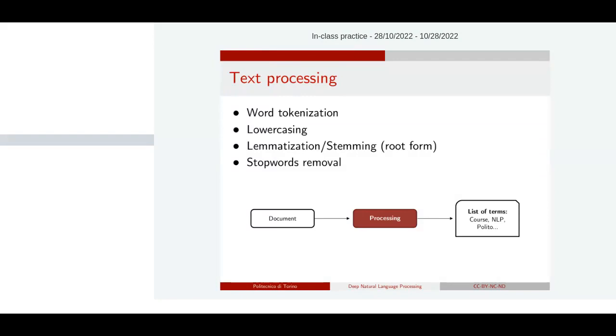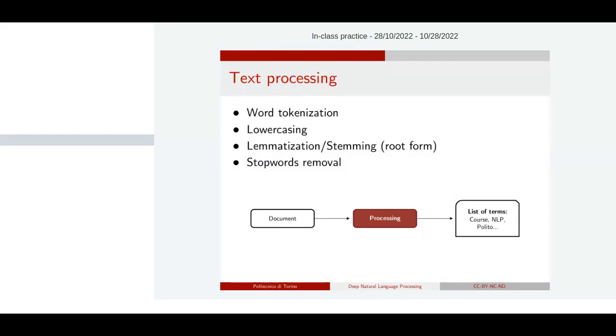The idea is that each time we run these kinds of models, we need to process our text, both the query and the documents. So we will have some word tokenization technique that decomposes our document into words. Then we apply some lower casing. It means that all the words and all the text in the documents and in the query are lowercase. So everything is in lowercase.